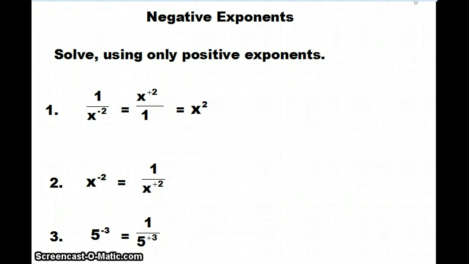On problem number 3, we have the same situation except we have a number instead of a letter like we did in problem number 2. So the base is 5, its exponent is -3. We need to get rid of the negative exponents, so we take it to the bottom and it becomes 1 over 5 to the positive third, or you could write it as 1 over 5 just to the 3.